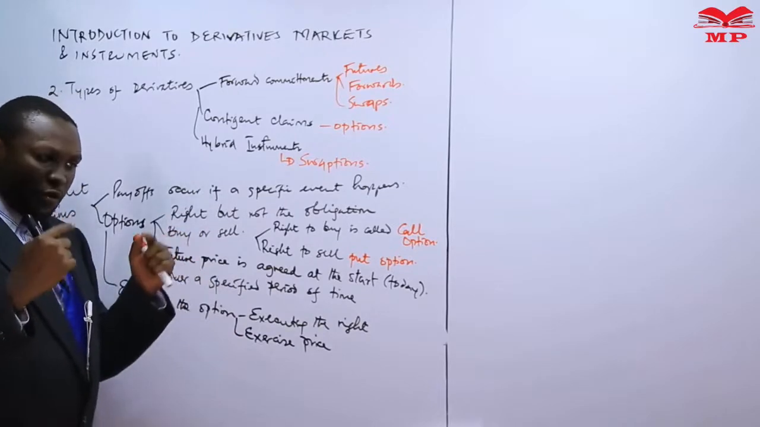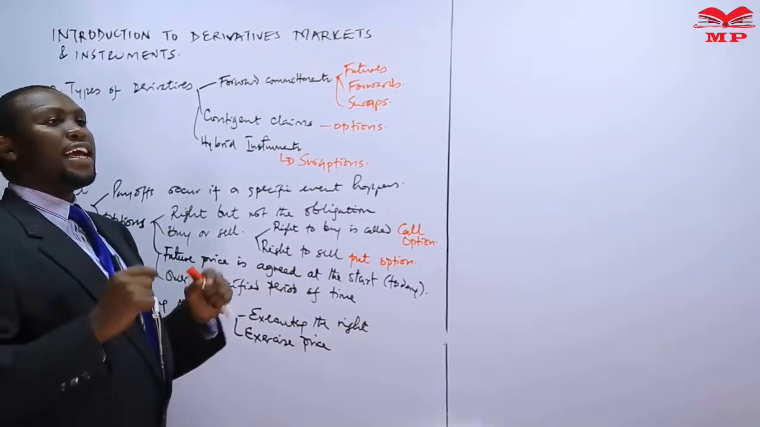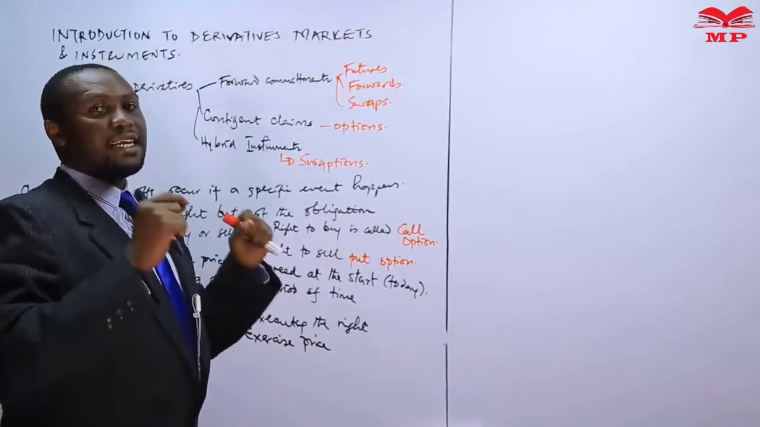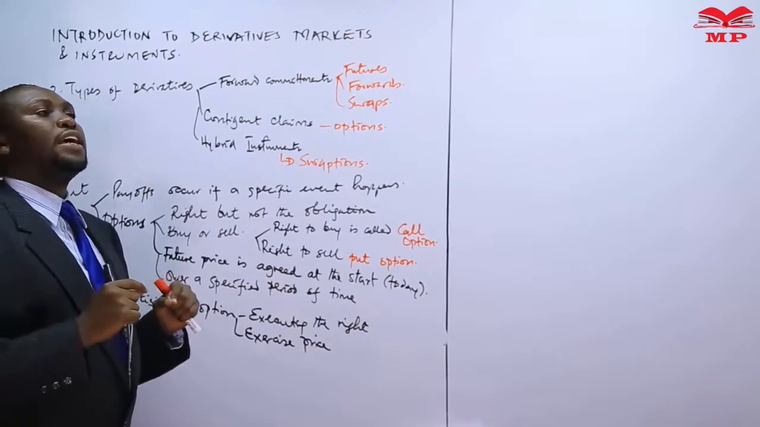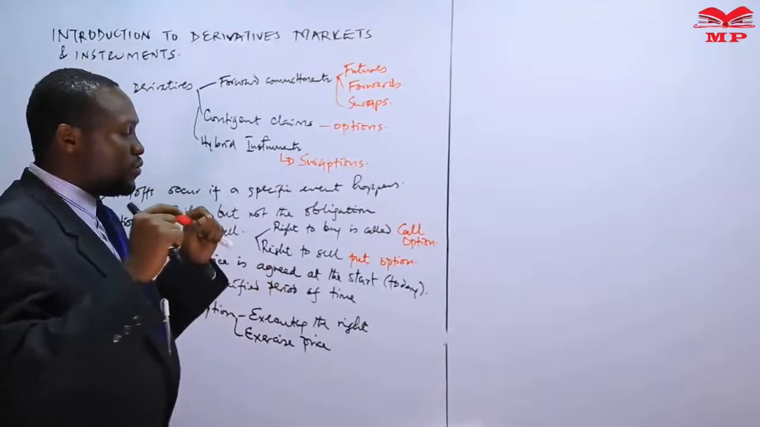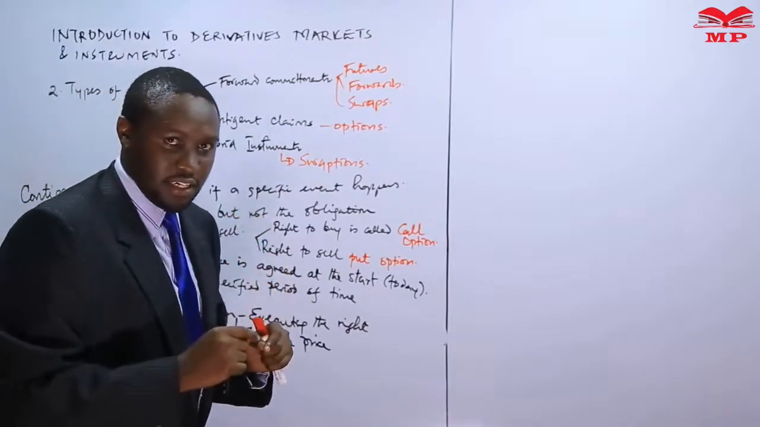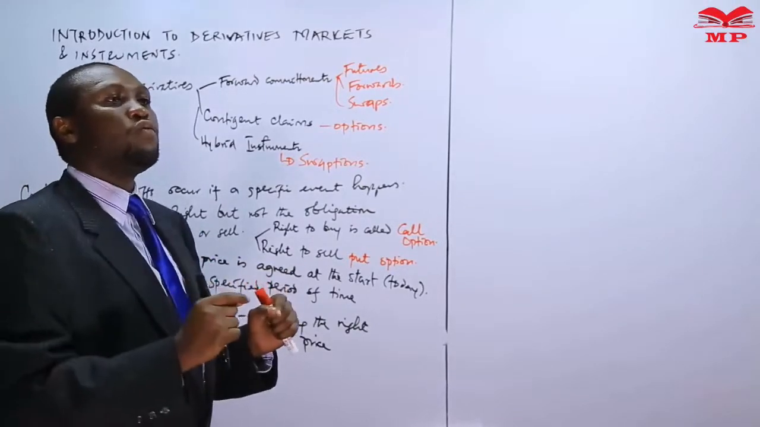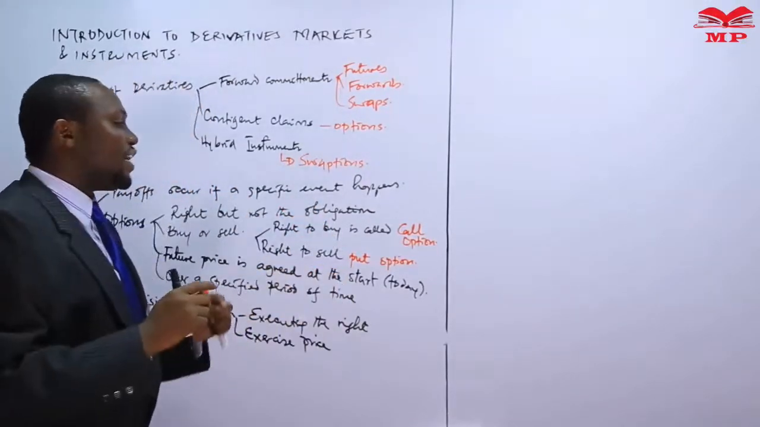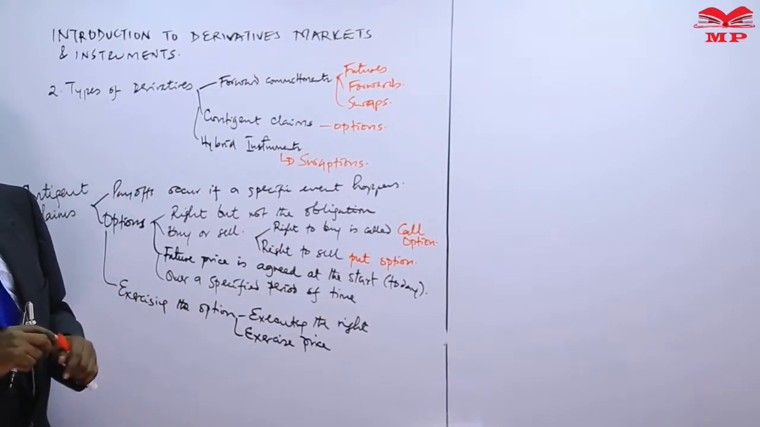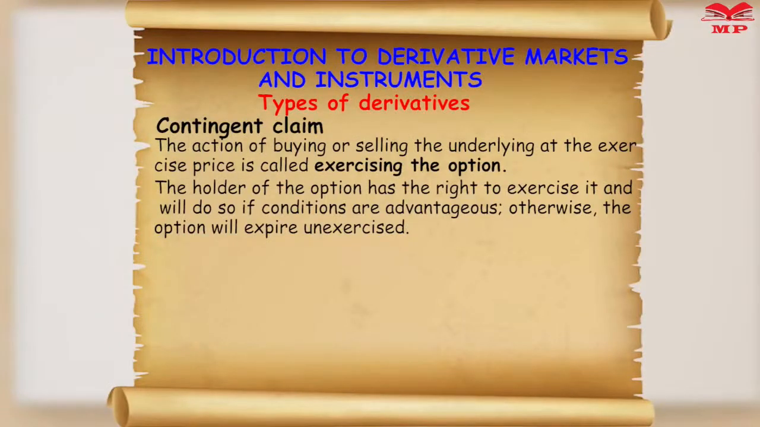Or put it the other way. If the KCB share is selling at 50 and the contract stipulates that you have the option to sell at 48, of course, you cannot sell at the lower price when the market is offering 50. Therefore, you let the option expire. So the payoff, that's why we are saying it's a contingent claim.